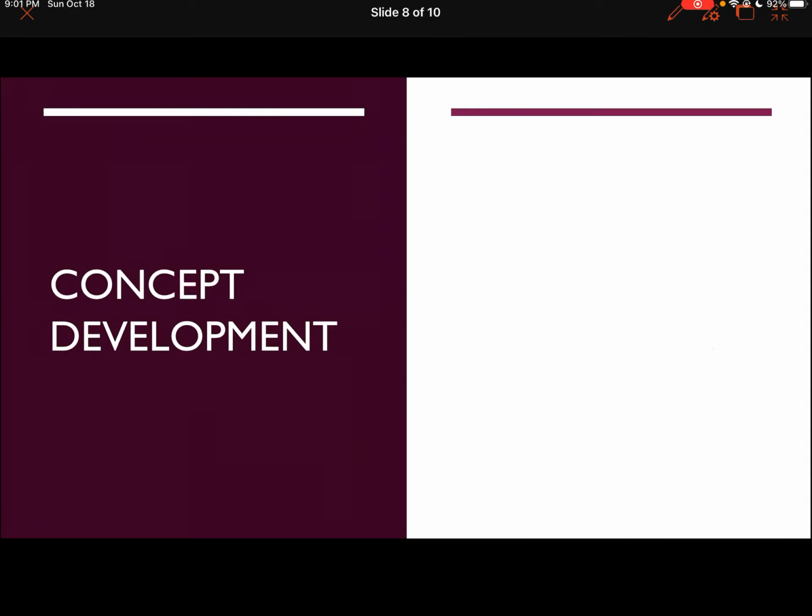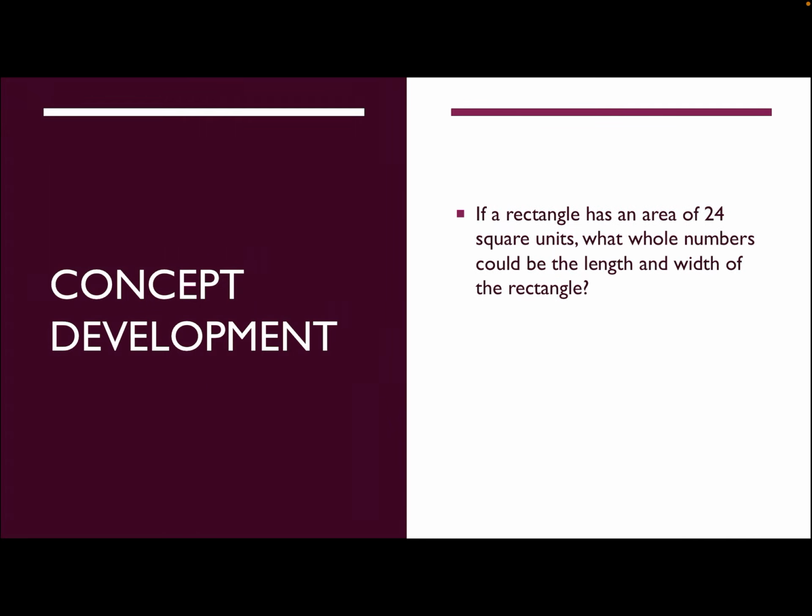Okay? All right, and for our next problem, our next example together, it states if a rectangle has an area of 24 square units, what whole numbers could be the length and width of a rectangle? So remember, area is length times width. So we're looking for numbers that we multiply together to equal 24. So take a minute now and think about what two numbers can you multiply together that will equal 24.